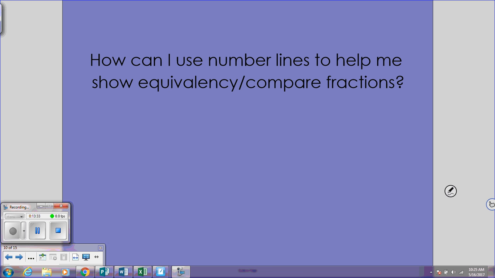If you're thinking in your head, I might want to look back to when we did number lines. If it helps you to write down what you're thinking, go for it.